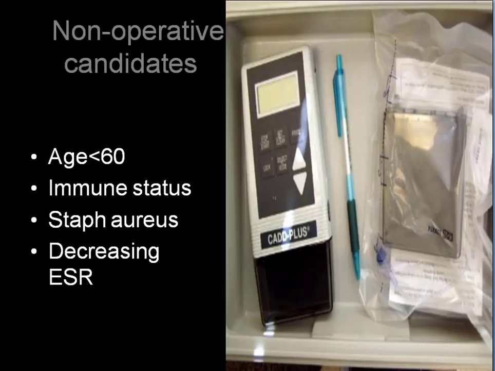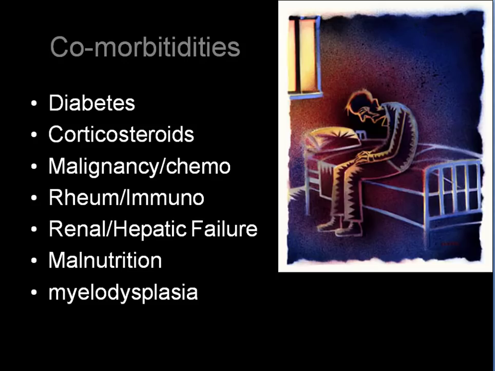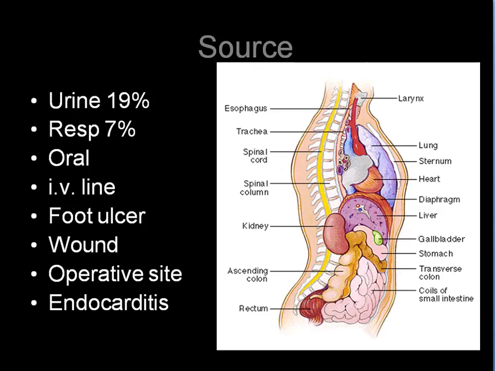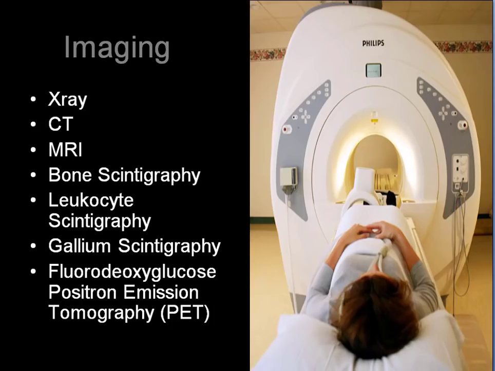Non-operative candidates are those who are young, improving, and have a normal immune status. Comorbidities that are very serious are people on steroids, diabetes, cancer patients, rheumatoid arthritis patients, kidney and liver failure, malnutrition, and myelodysplasia. Those patients are immunocompromised, and I think they need surgery, basically. They can really deteriorate quickly. The source, if it's not the skin, is usually the urine in people. And the imaging is X-ray, CAT scan, MRI scan, bone scan.